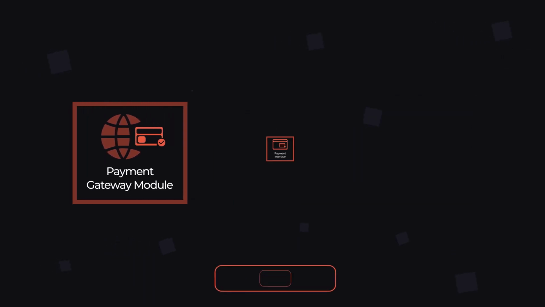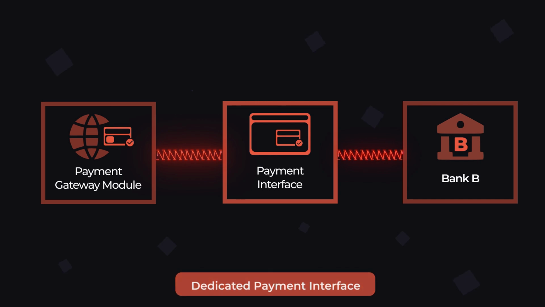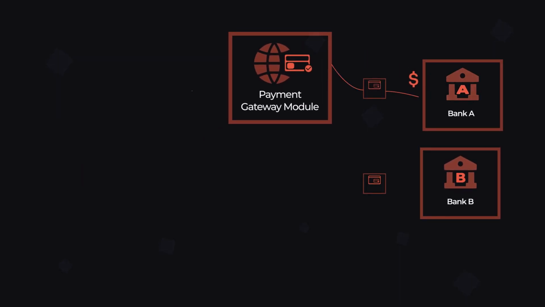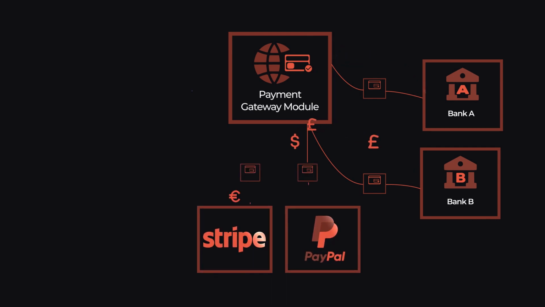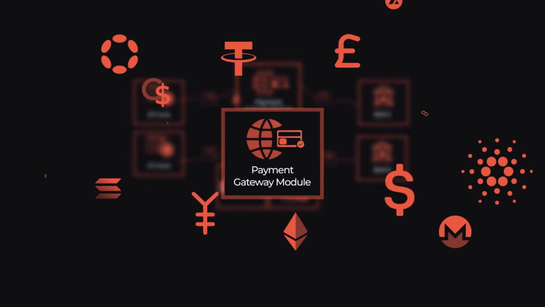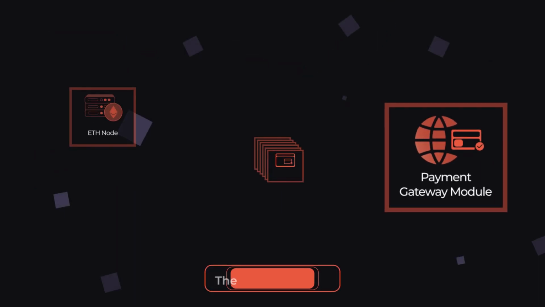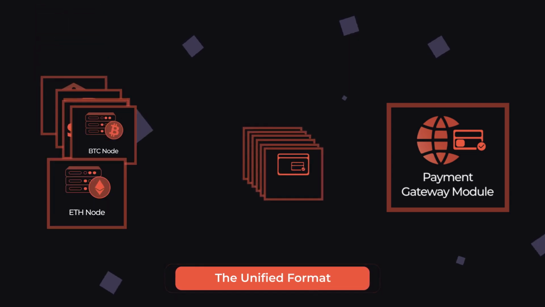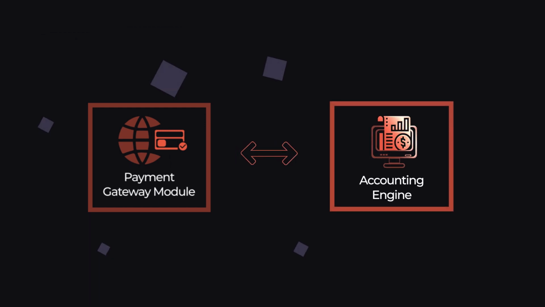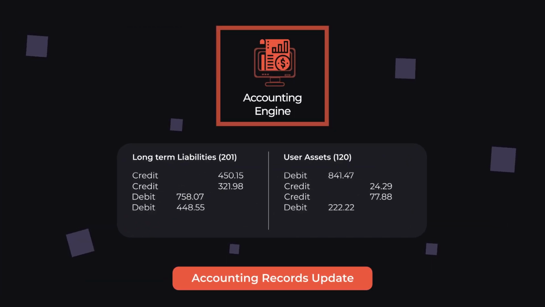Unification of variable formats for Payment Gateway is done by creating payment interfaces that are dedicated to the currency source. Currency sources can be multiple banks, payment processing services, or blockchain nodes. Considering that all inbound and outbound transactions are processed by the Payment Gateway module, the unified format introduced by payment interfaces enables my accounting engine to process data from unlimited sources and update accounting records.